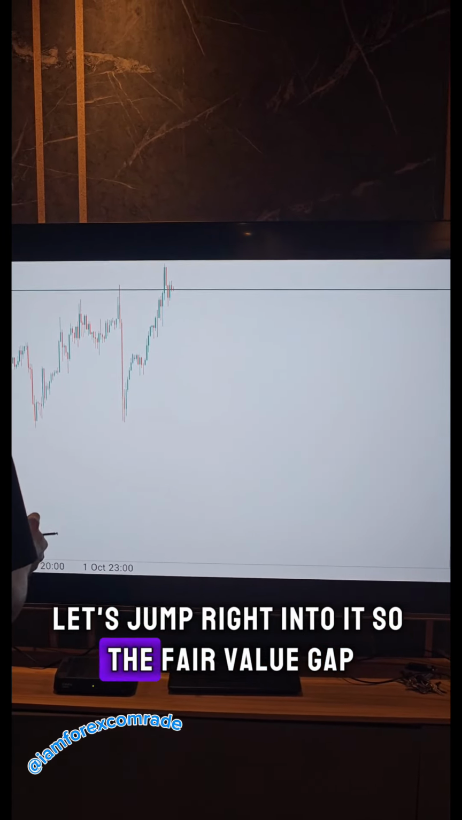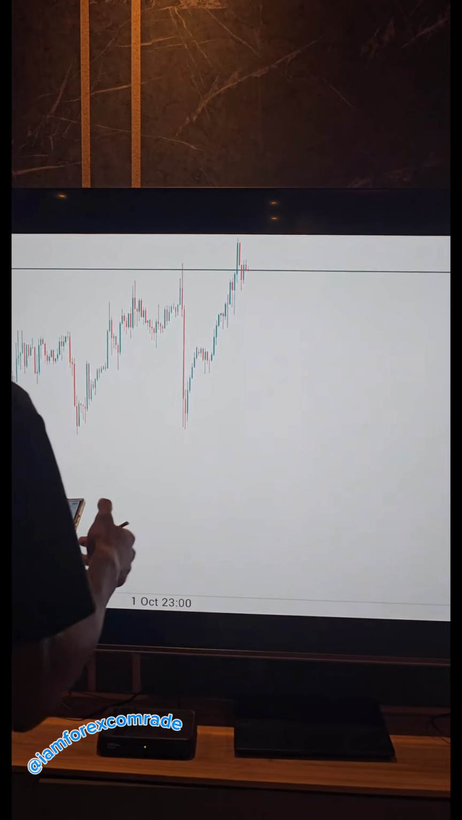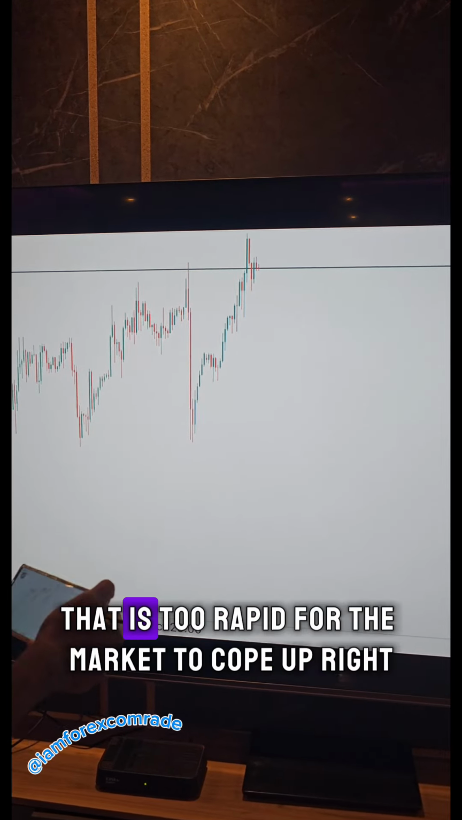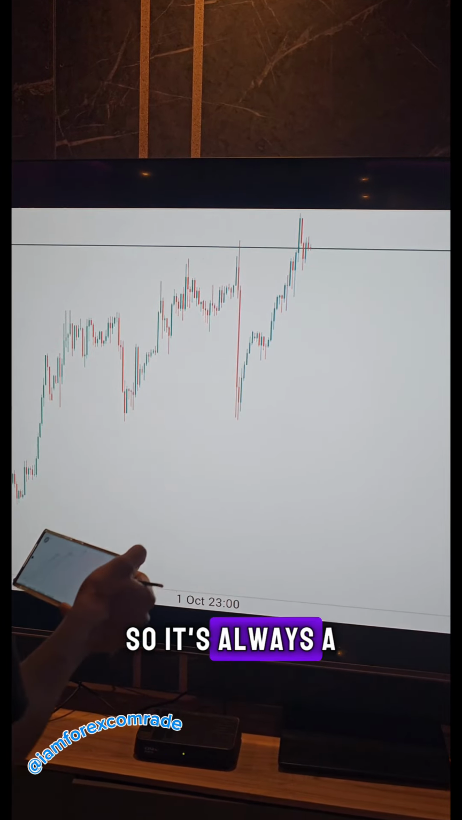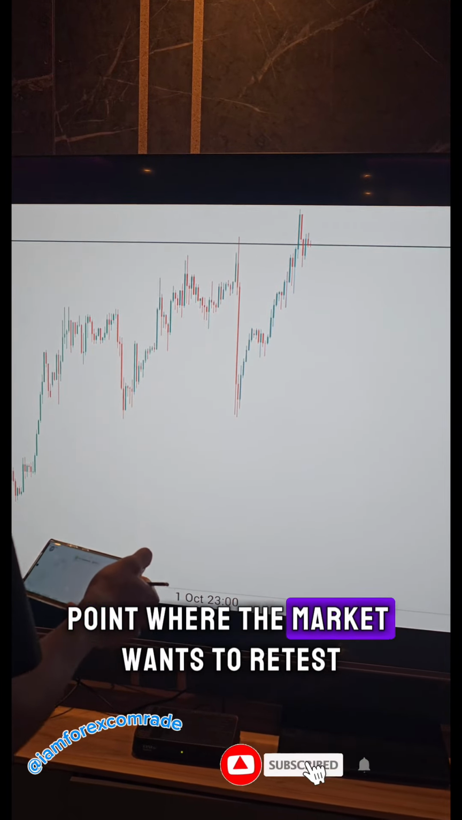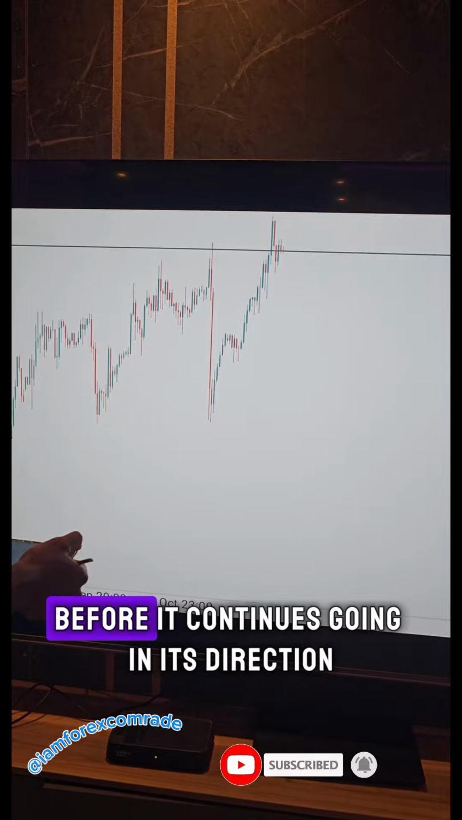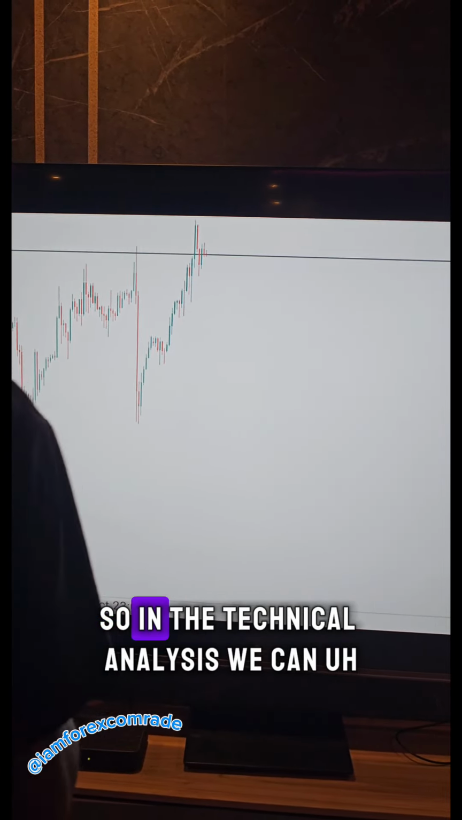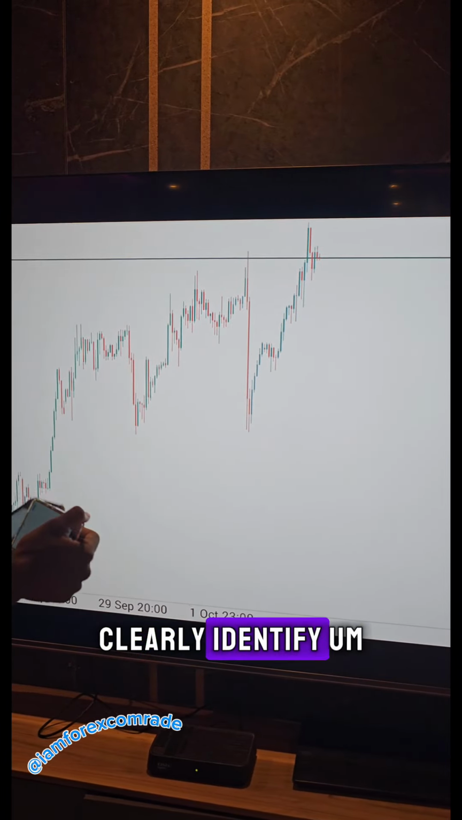So the fair value gap is technically a price movement that is too rapid for the market to cope up, right? So it's always a point where the market wants to retest once or twice before it continues going in its direction.